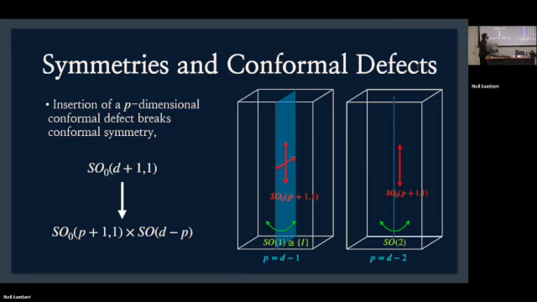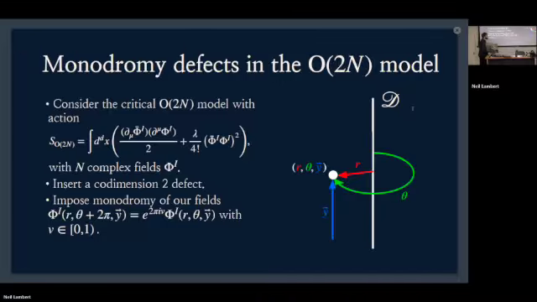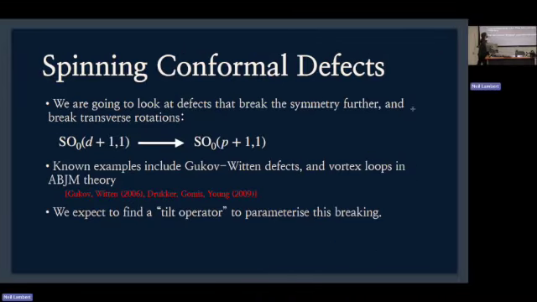Yeah. So you can see if we've got a codimension 2 defect, that means we've got rotations around it, and we've got conformal symmetry along the defect. So what we wanted to look at was, can you insert such a defect that we preserve conformal symmetry along the defect, but you don't preserve rotations around the defect?